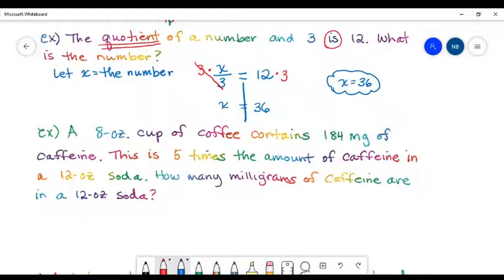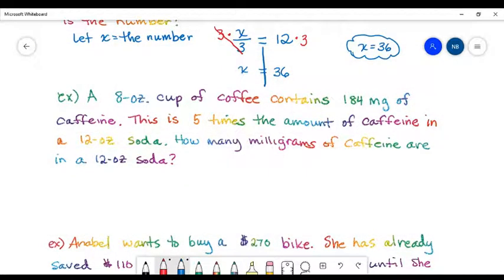The next problem says an 8-ounce cup of coffee contains 184 milligrams of caffeine. This is 5 times this. This refers to the previous statement, which is caffeine. This 184 milligrams of caffeine is 5 times the amount of caffeine in a 12-ounce soda. How many milligrams of caffeine are in a 12-ounce soda? So we're going to let x equal the mg's of caffeine in the soda, the 12-ounce soda.